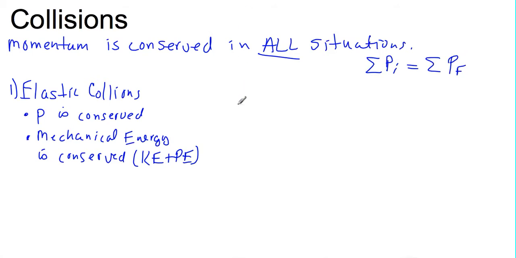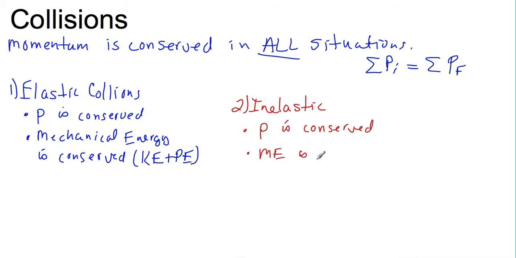Switching over, the other type of collisions are what we call inelastic. Again, momentum is conserved, but mechanical energy, ME, is not conserved.